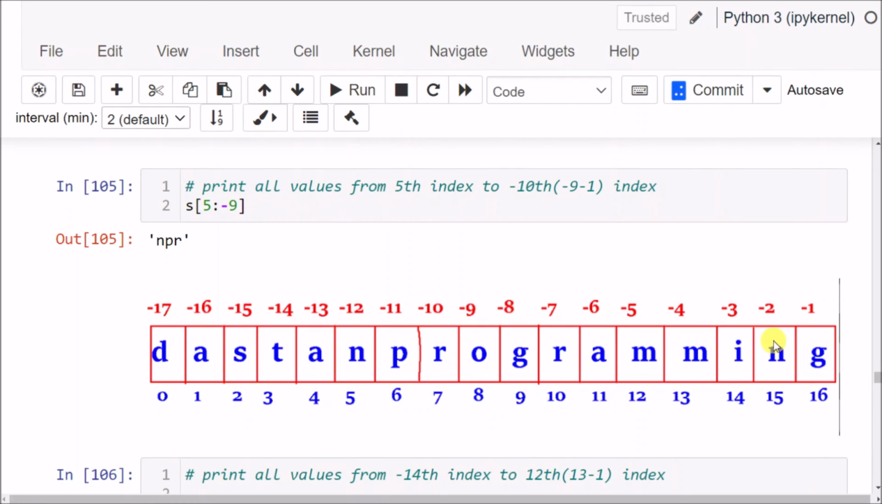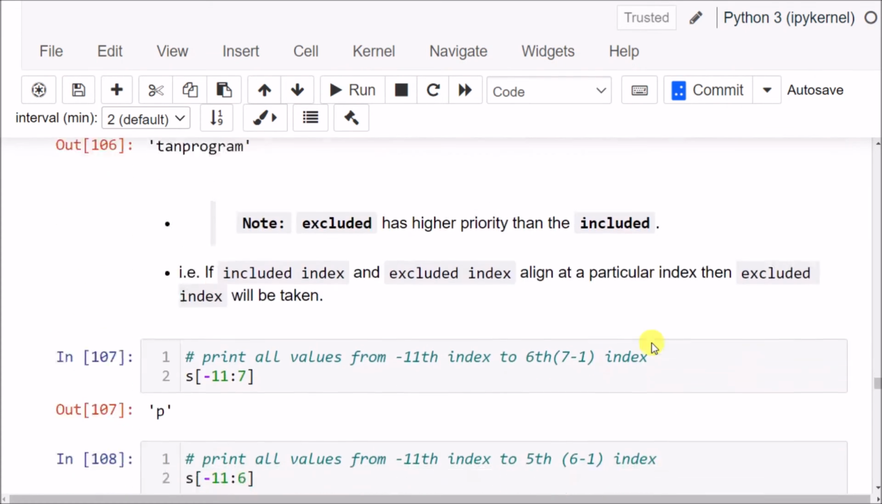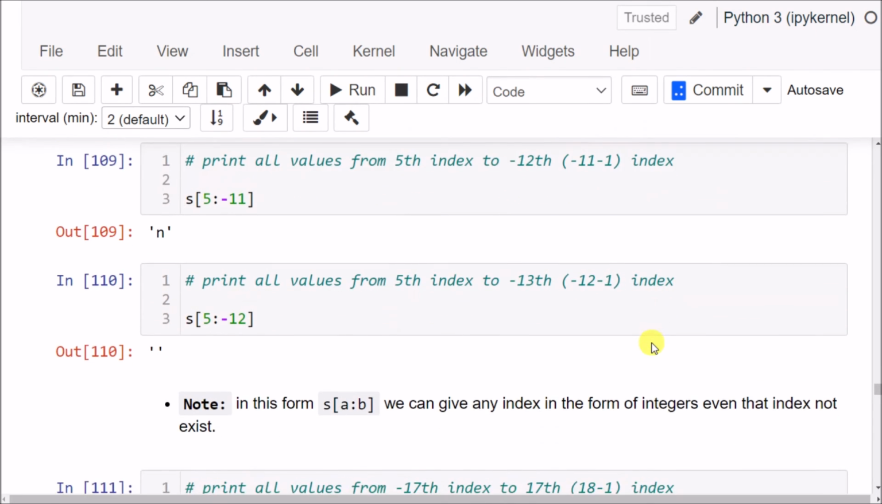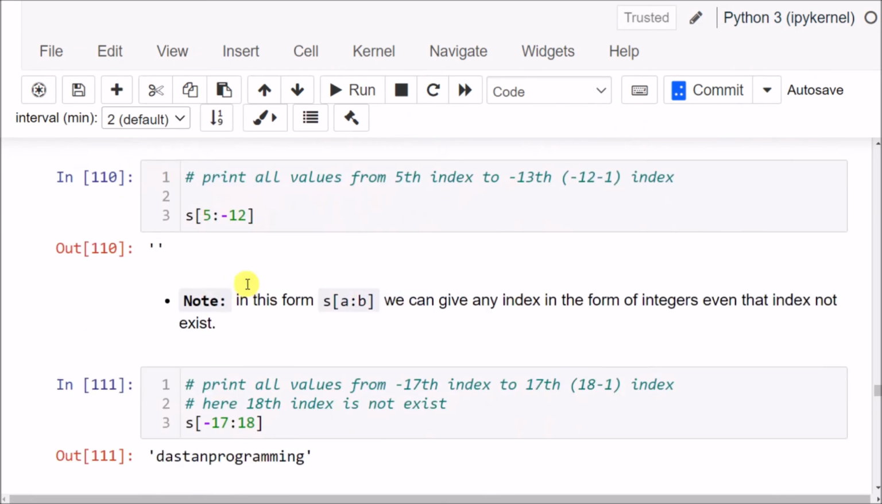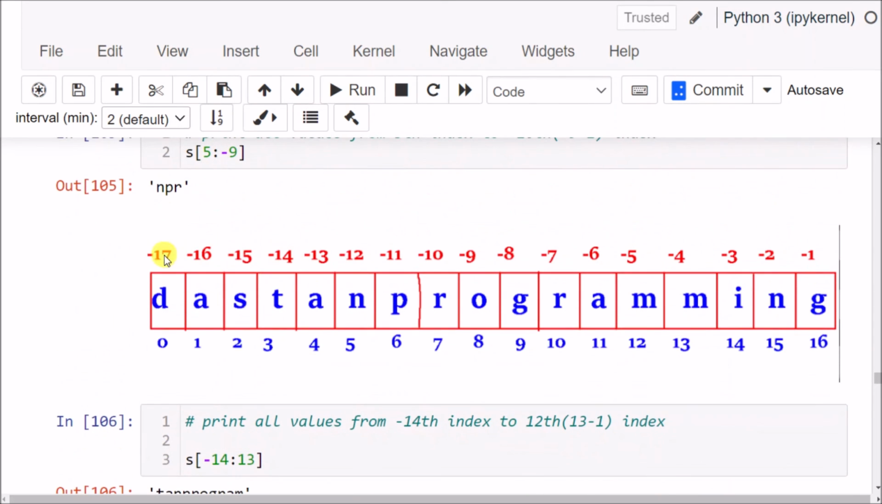But the logic is, as for the end minus 1, it will print all values. But in this case, it will print the empty string. Why? Because minus 17 and 0 denote the same index. That's why I told you when B is non-zero, then only we can treat it like the end minus 1 concept. Otherwise we have to focus on the logic. So both denote the same index, so it will return the empty string.